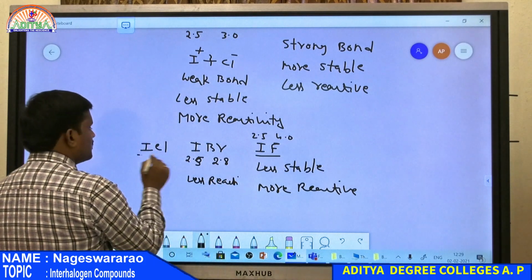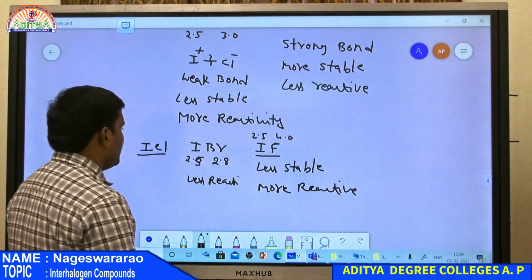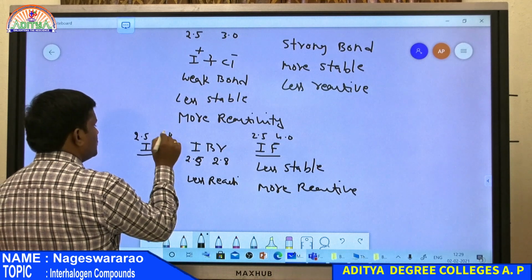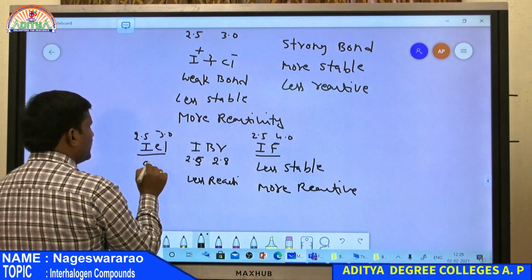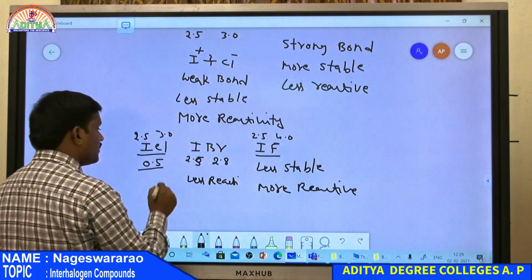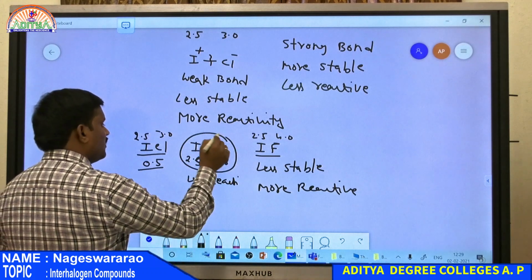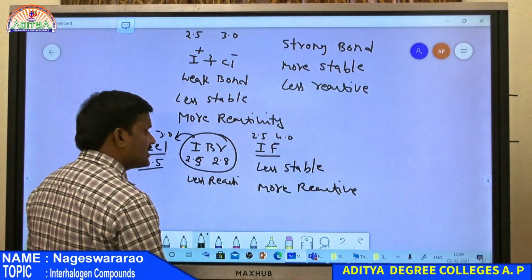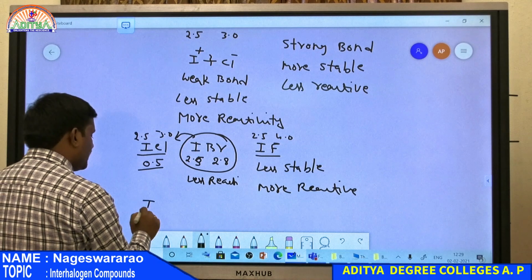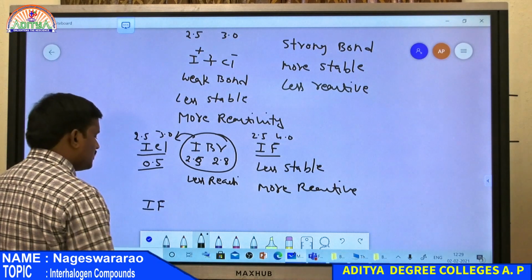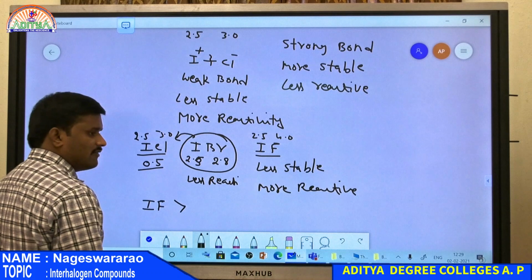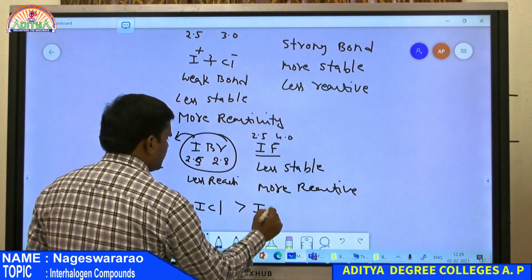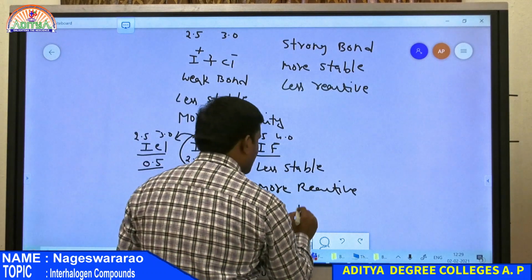In the case of ICl, again there is a difference between I and Cl. Here it is 2.5 and 3.0, so the electronegativity difference is 0.5. Therefore, compared to IBr, it is more reactive, whereas compared to IF, it is less reactive. Therefore, the order of arranging interhalogens: IF is always the most reactive, then ICl, and finally IBr. So this is the reactivity order.